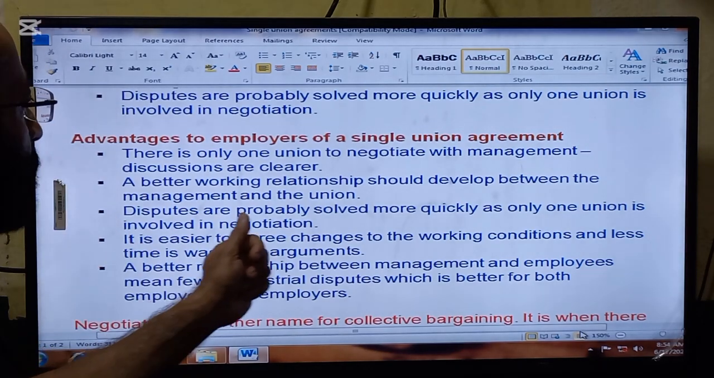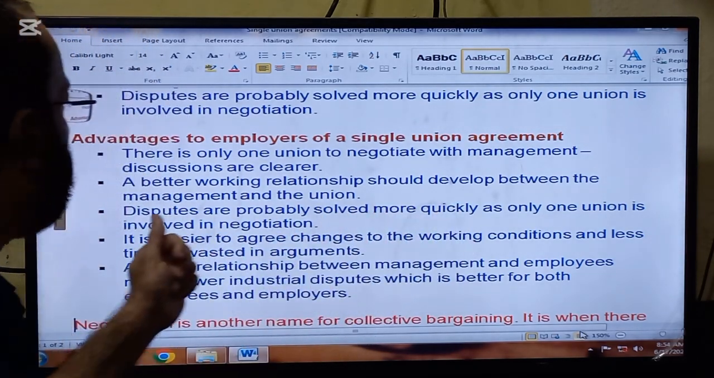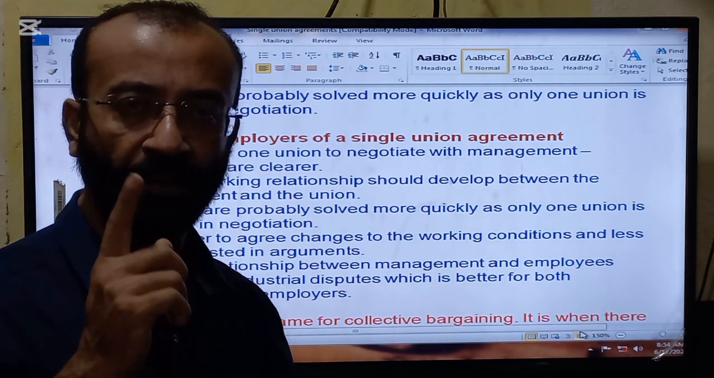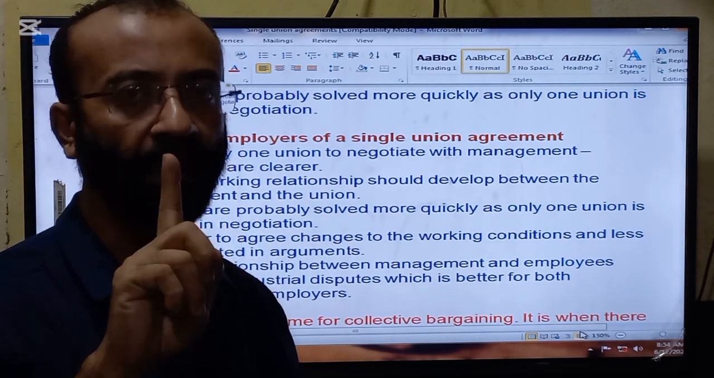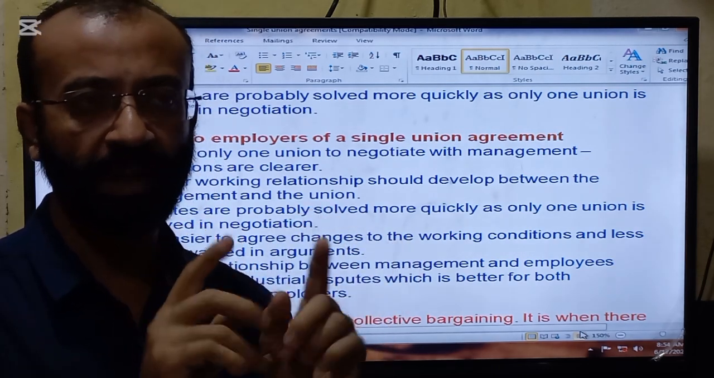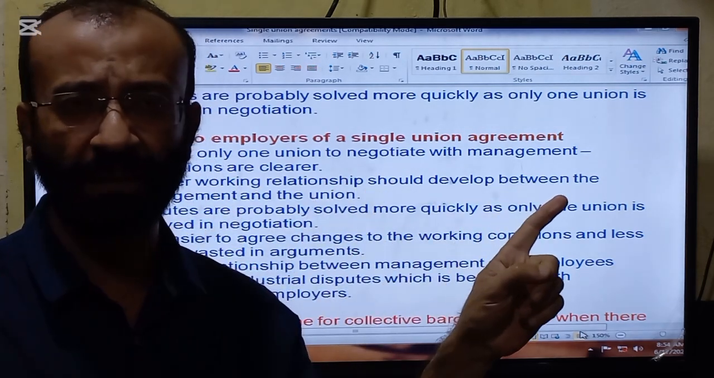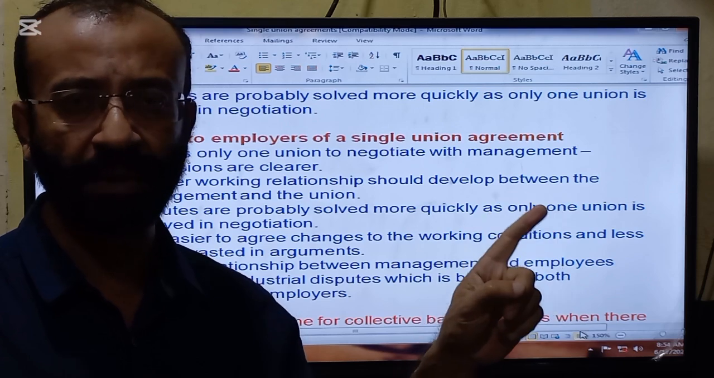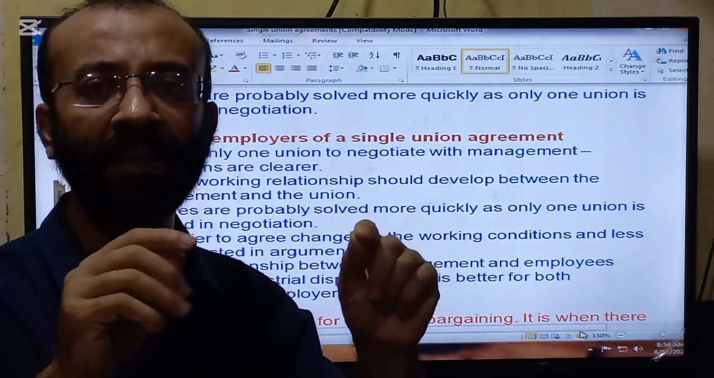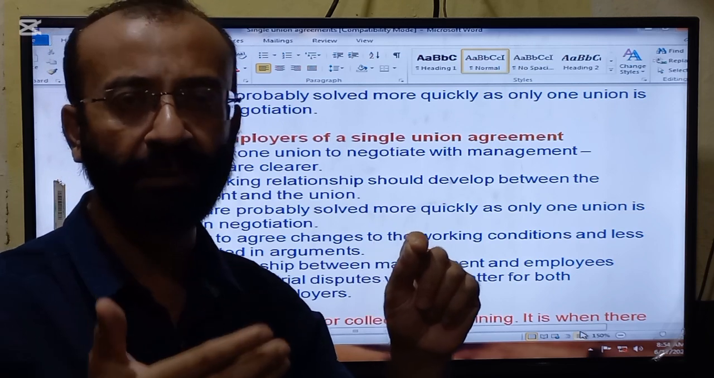A better working relationship should develop between the management and the union because as an employer, the firm has to deal with only one union. So there will be more friendly relations. When you are dealing with different persons, different unions on the same topic, normally relationships deteriorate or get worse.